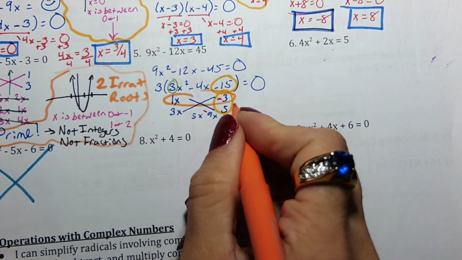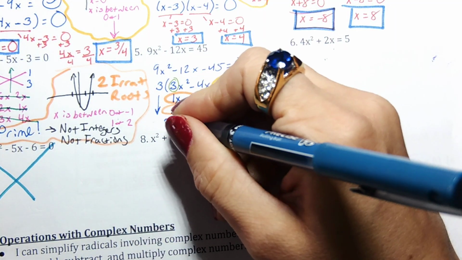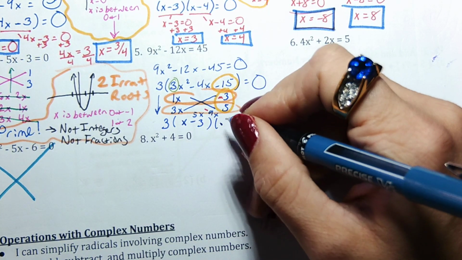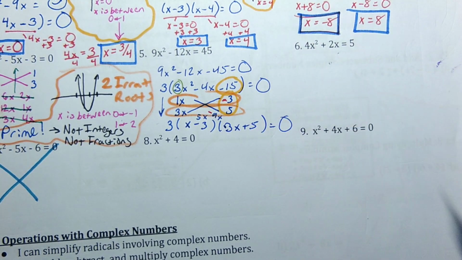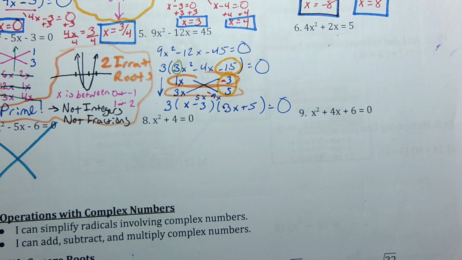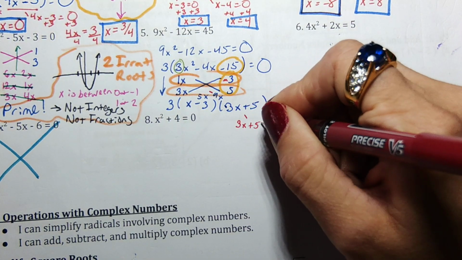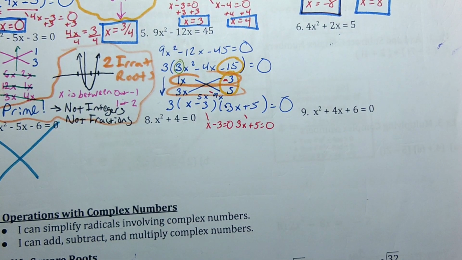So 1x gets paired with the minus 3. 3x gets paired with the 5. Don't forget that GCF. So 3 times x minus 3 and 3x plus 5 equals 0. So now from here, I have 3 times something equals 0. So either this factor is going to be equal to 0, or this factor is going to be equal to 0. Hey, can 3 be equal to 0?